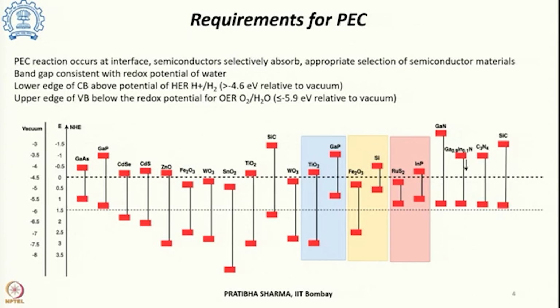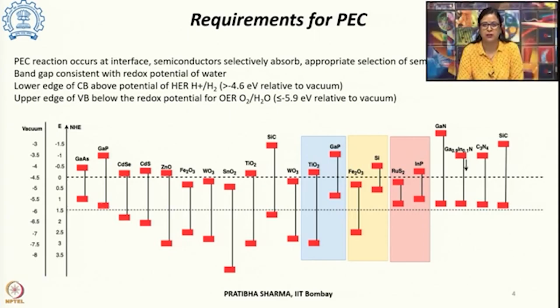Now, there are several semiconductors available which absorb sunlight and can produce charge carriers, but for the photoelectrochemical reaction to occur, the band gap is an important measure. So, appropriate selection of semiconductor materials, such that the band gap matches the redox potential of water, is very essential for the process to happen. And the requirement is that the lower edge of the conduction band should be above the potential of the hydrogen evolution reaction for this redox couple.